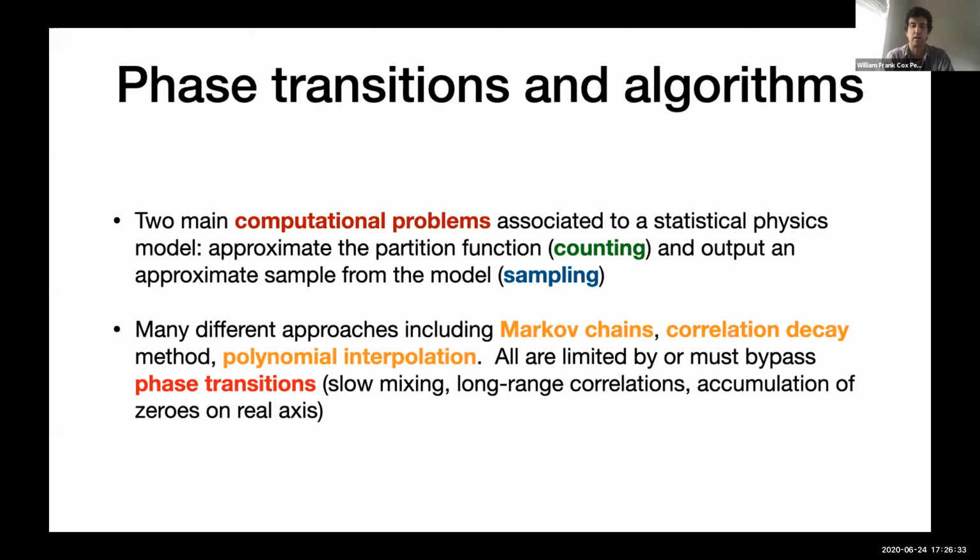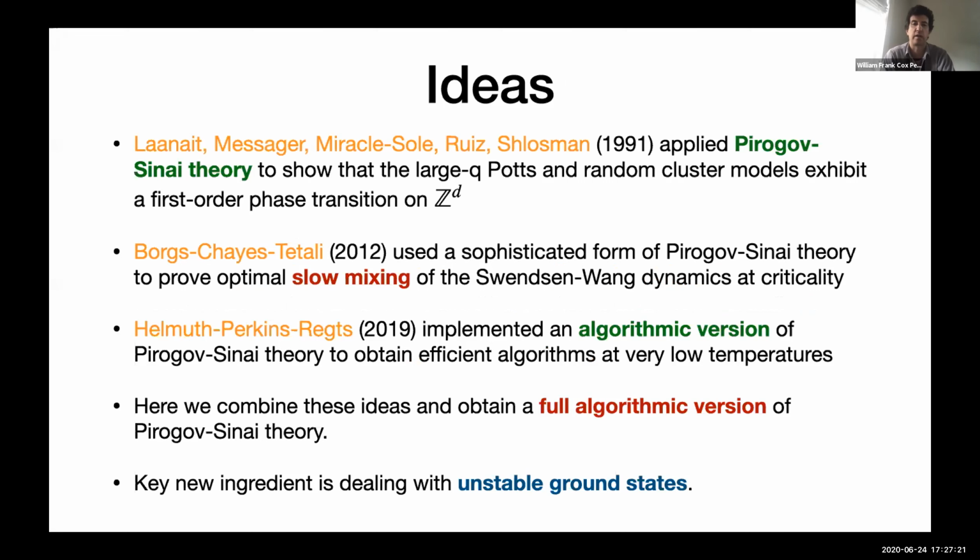Okay, and just to conclude, I'll give you a quick sketch of the ideas. So Pirogov-Sinai theory, which dates from the 70s, was used in 1991 to actually show that the Potts model exhibits a first order phase transition on Z^d. So it's a classic tool in statistical physics. Probably the most relevant paper to our work was by Borgs, Chayes, and Tetali, three of my co-authors, who used a very sophisticated form of Pirogov-Sinai theory to prove optimal slow mixing of the Swendsen-Wang Markov chain for sampling from the Potts model at the critical temperature.